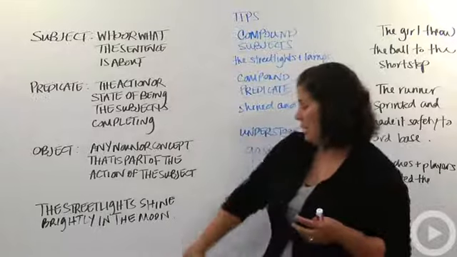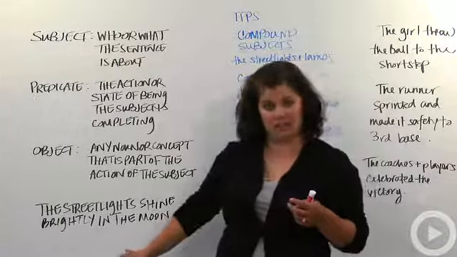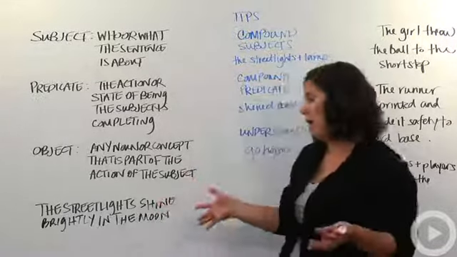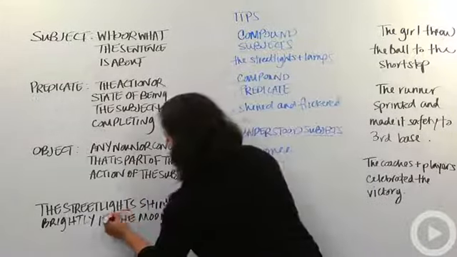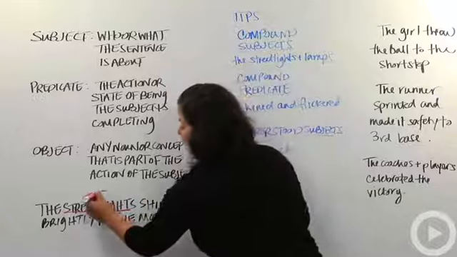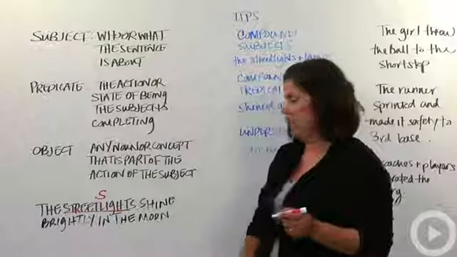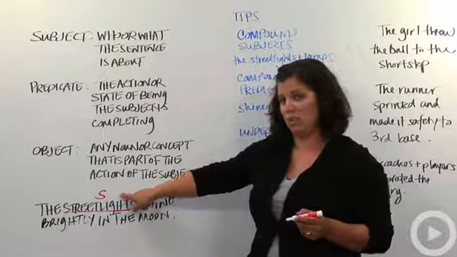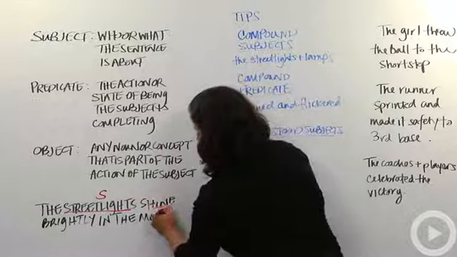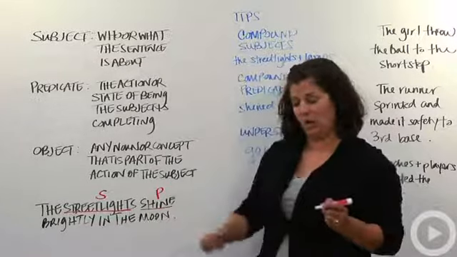So let's take a look at an example. The streetlights shine brightly in the moon. So who or what is this sentence about? Well, it's pretty easy. It's focused on the streetlights. So there we've got our subject, all right? Once we've got that subject, we just need to ask ourselves, what is that subject doing? So what are our streetlights doing? They're shining. So shine is our predicate.